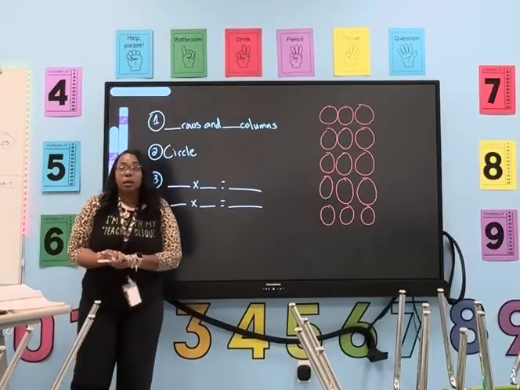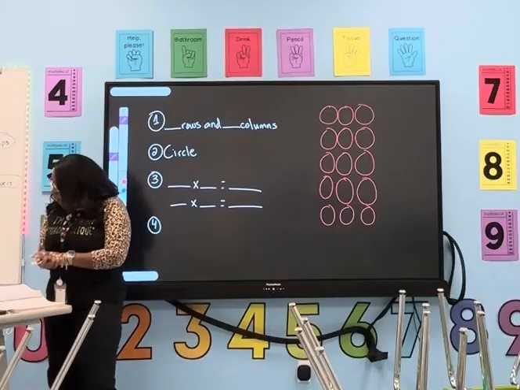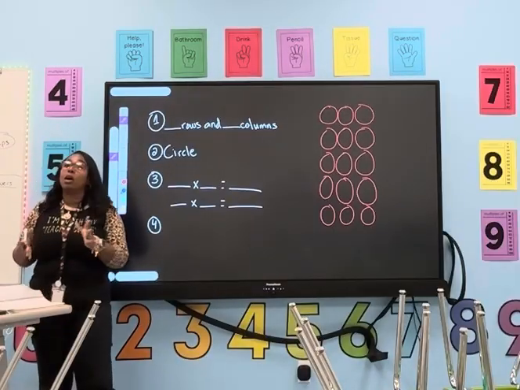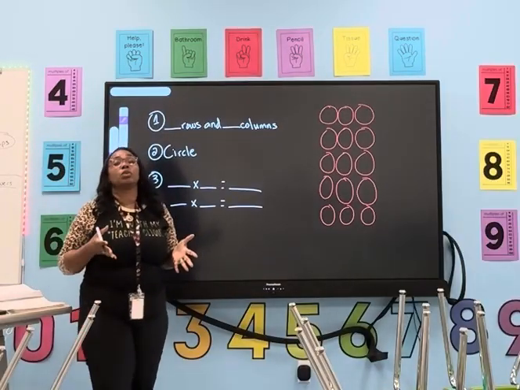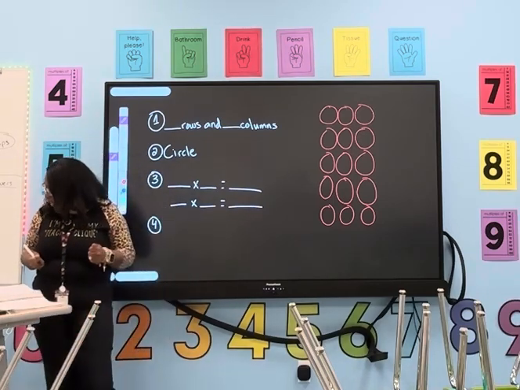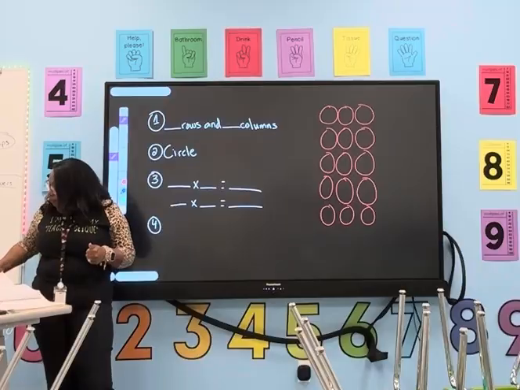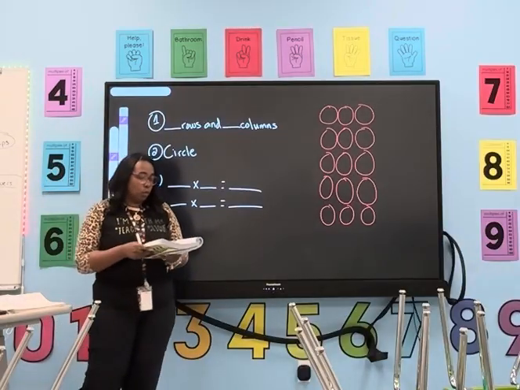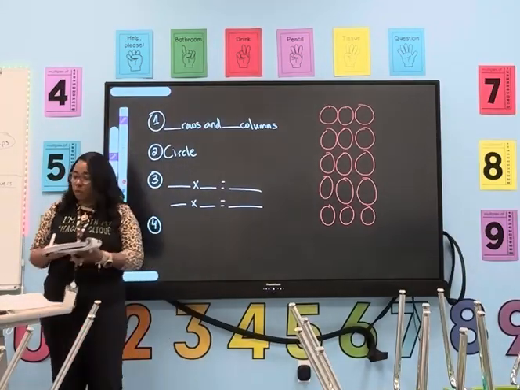Now, let's look at the first one. The homework pages are pages 135 and 136. Those are the 2 pages we're focusing on today. It says, use the array at the right to solve problems 1 through 4.